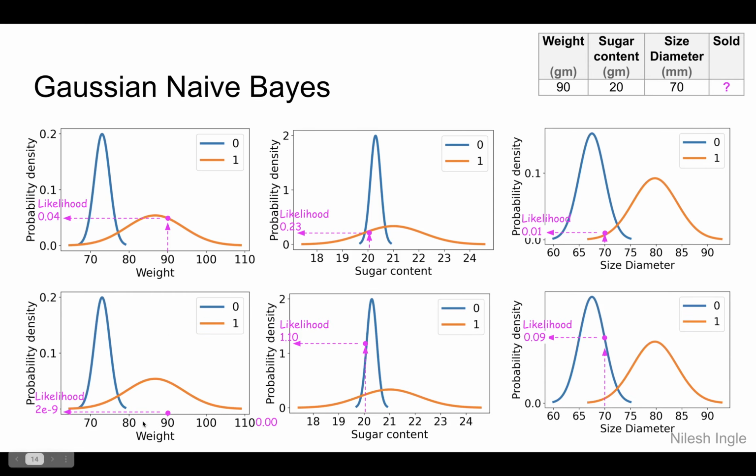Similarly, we then look at the likelihoods for class 0. Because the blue curve drops right here, close to 0, the likelihood in this case is almost 0, which is represented by a value of e to the power minus 9, so a very, very small value. And this is a typo here. For sugar content, we have 1.10, and for the size we have 0.09.